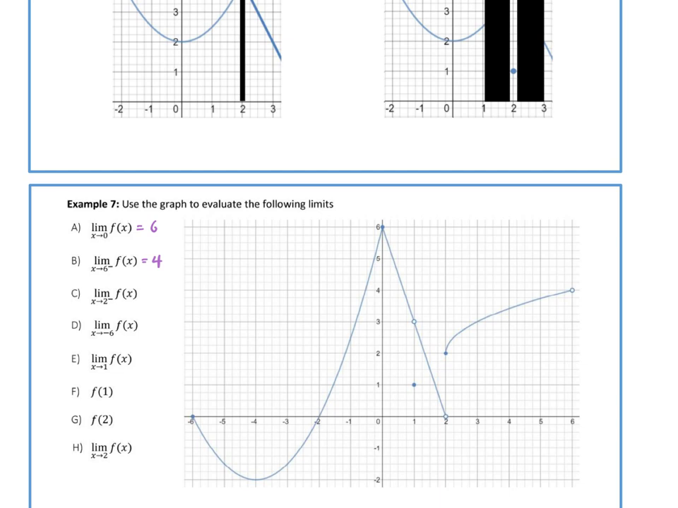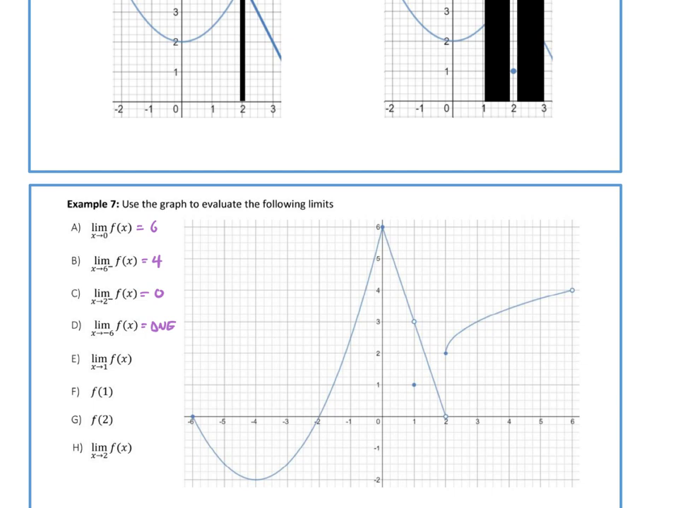Negative 6 is here. So this one's weird. Not sure the AP would ask something like this, but they don't try to trick you. They challenge you, but they don't try to trick you. I almost feel like this is a trick question, because if you come from checking negative 6, you have to check negative 6 from the right and the left, and there's no graph here from the left. It's almost like on a closed interval. So you can't do the limit, okay?